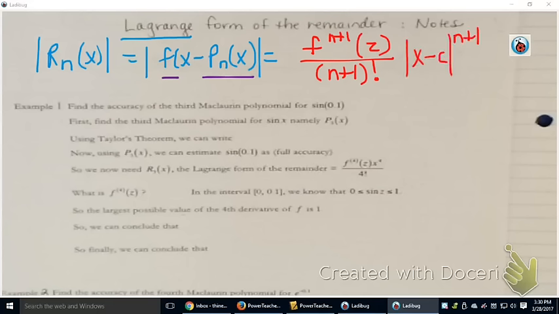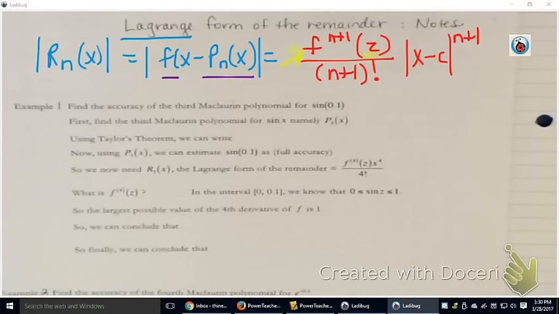It says f to the n plus 1 of z. That means the next derivative. If it asked me to find the third degree polynomial, that would mean the fourth derivative. So whatever polynomial I'm trying to find, it's the next derivative. That's what that says up there. It says the next derivative at z.